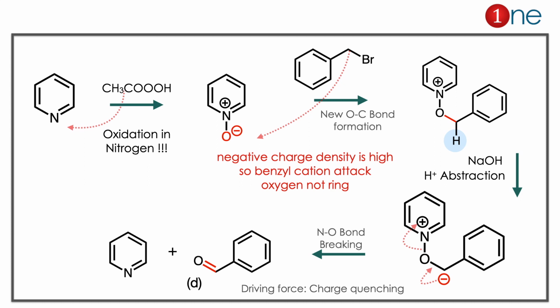Here you have to learn two important things. One is that oxidized pyridine undergoes O-C bond formation, not ring attachment. Second thing is the product here is the pyridine, which is kind of reversed. You get the product back as the benzaldehyde.